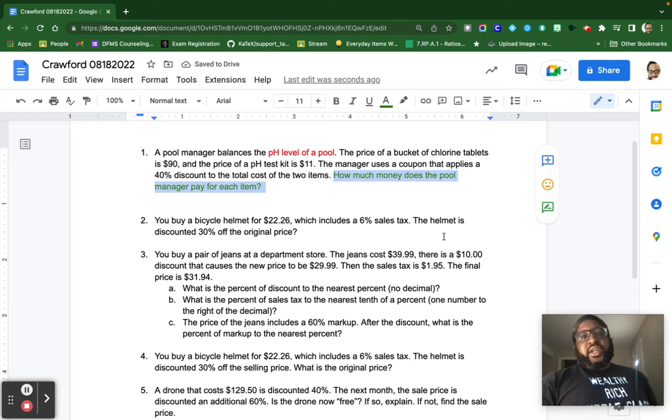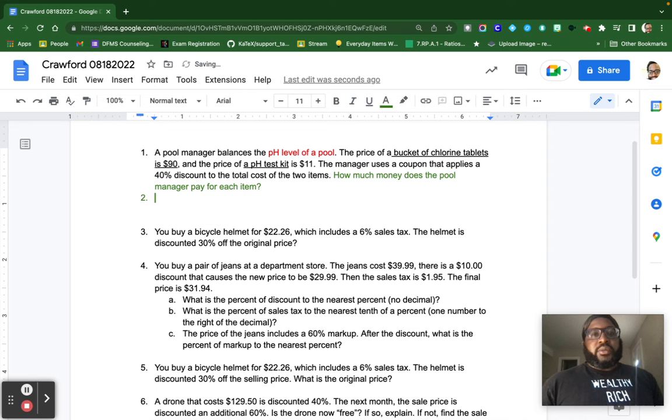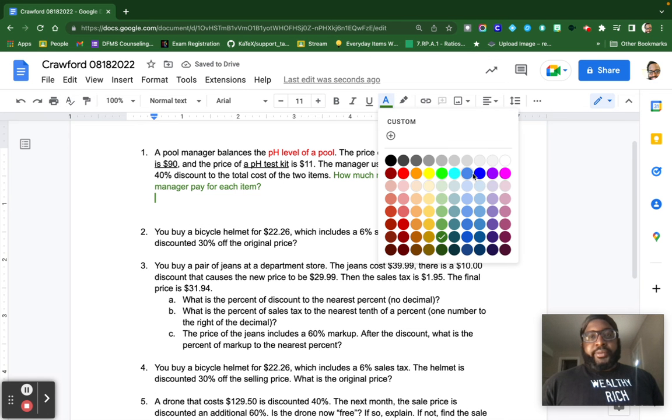The question is, how much money does the pool manager pay for each item? The question is, what are the two items? So we have a bucket of chlorine tablets. That is clearly a noun. Since that's a noun, we can look at that as an item. And then we have the pH test kit. That's clearly a noun, which is a person, place, a thing, which is another item. So the best way we could do this before I do any math, I want to give you a formula.